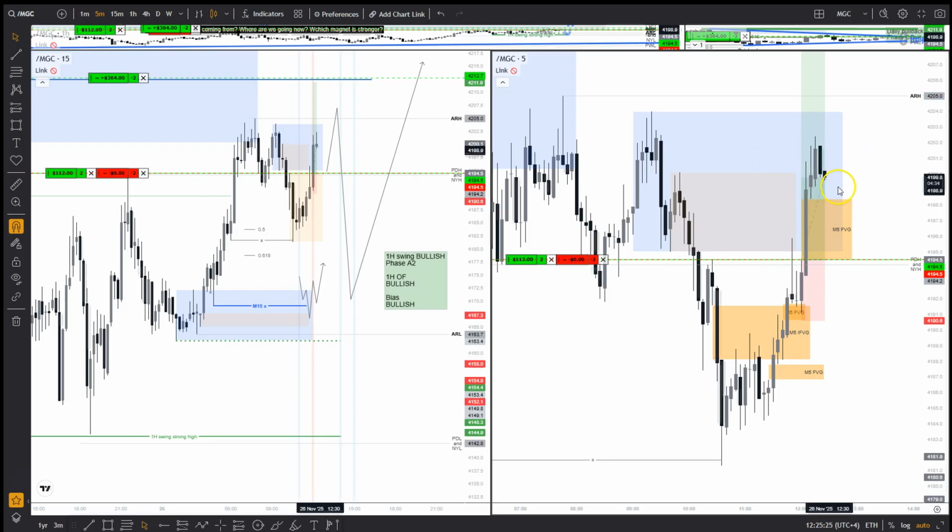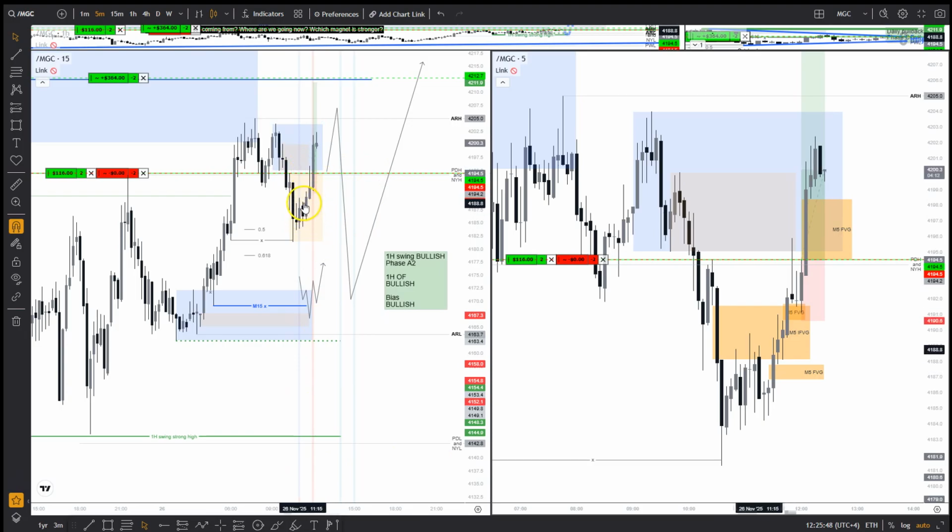That's all. We just need to wait and see what happens. There's nothing else now. Just waiting. Let's see how London behaves. Is it going to react in this M5 fair value gap or not? There's also an M15 fair value gap coming.